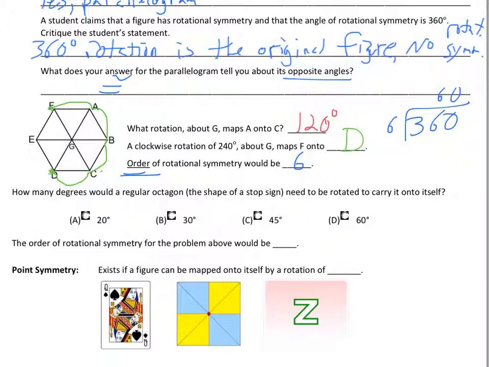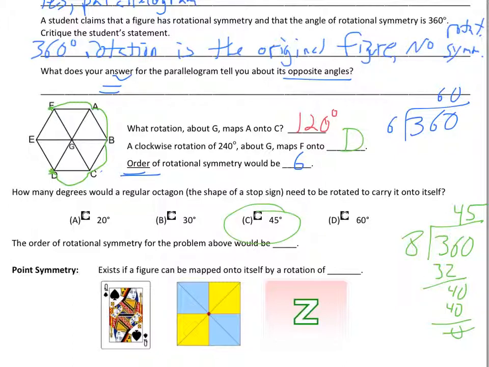Okay, how many degrees would a regular octagon, 8 sides, need to be rotated to carry onto itself? Well, we need to know the order there. If it has 8 sides, that means the order would be 8. So we take 360 divided by 8, and we get 45 degrees. So turn it 45 degrees and it would carry it onto itself. And the order of rotational symmetry there would be 8.